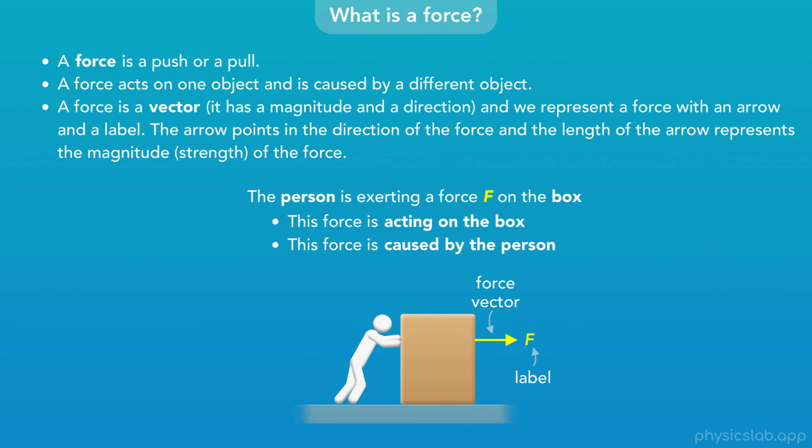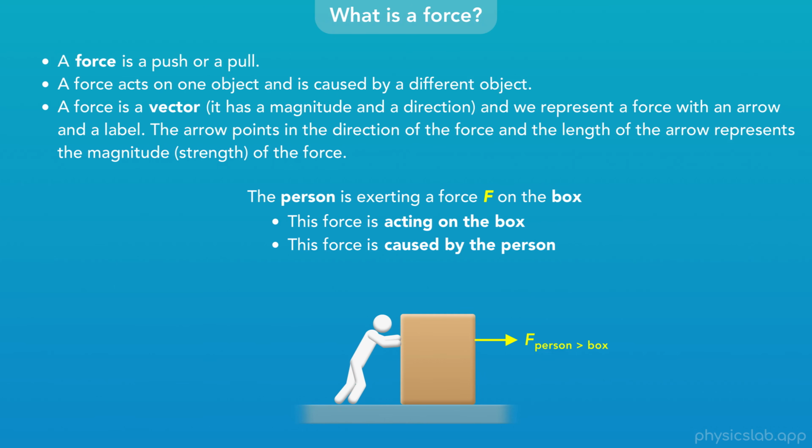So now, we might say the person is exerting a force F on the box. F is just the default variable or label that we give a force. We could also add a subscript, like the force exerted by the person on the box. The person is pushing the box to the right, so the force vector points to the right.